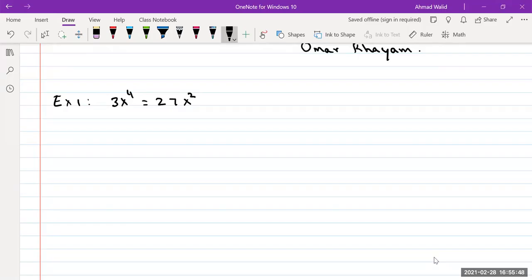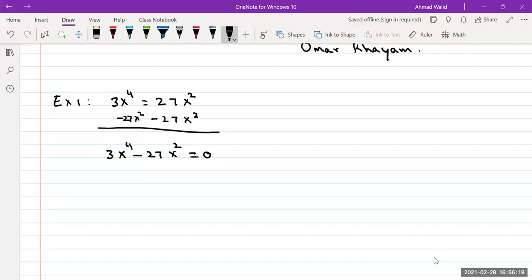To solve this equation, the first thing to do, I want to bring all the x's to one side and I'll make the other side of the equation 0. It means the first thing to do, I will subtract 27x squared from both sides. Then I'll get 3x to the power of 4 minus 27x squared equal 0.